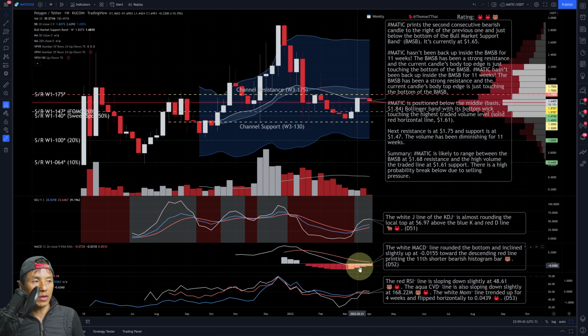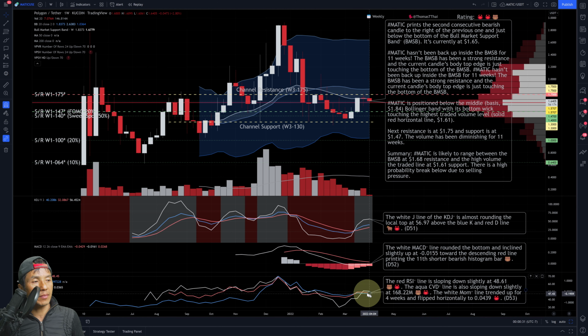Down below, the white MACD line found the bottom, went flat and then started curving slightly up towards the descending red signal line here, and the white line is currently at negative 0.0155. I gave the MACD a bear because it's bearish here. And I forgot the KDJ, I gave that a bull and a crab. It's bullish because it's trending slightly up, but more than likely it's going to go horizontal, so it's going to turn into a crab.